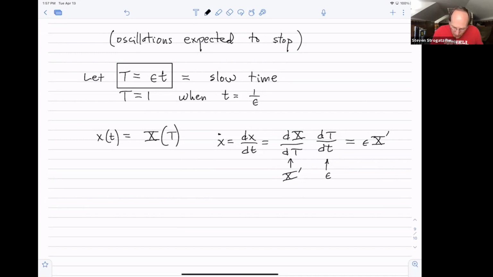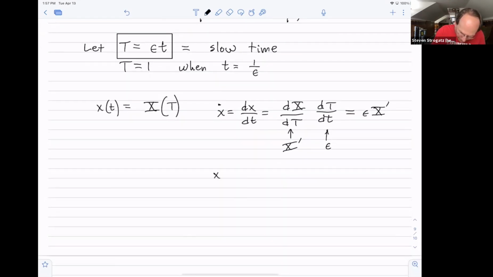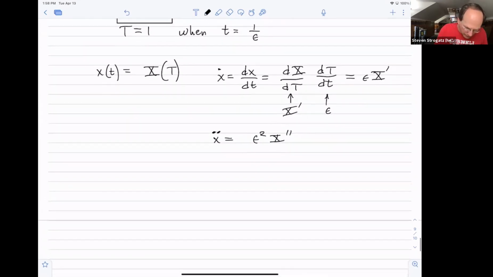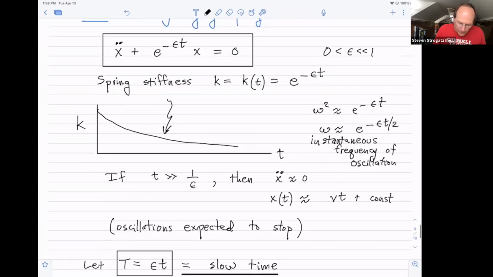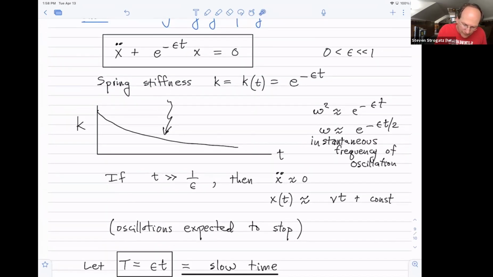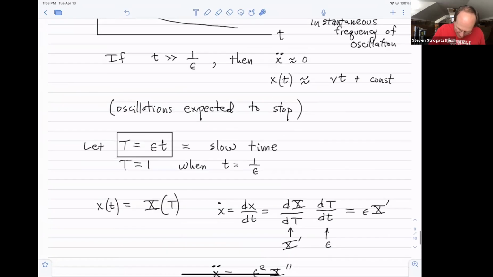Okay, so similarly, if I do x second derivative, that will be epsilon squared, x double prime. So my equation becomes x double dot now becomes epsilon squared, x double prime, plus the aging spring. So we have, it's just a function of epsilon t, so it's e to the minus capital T.